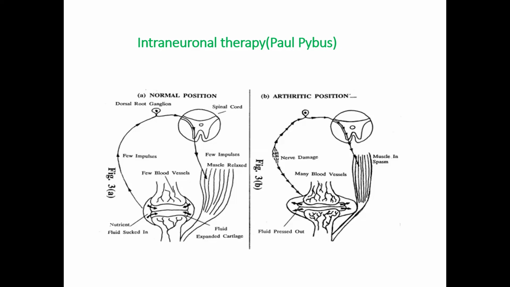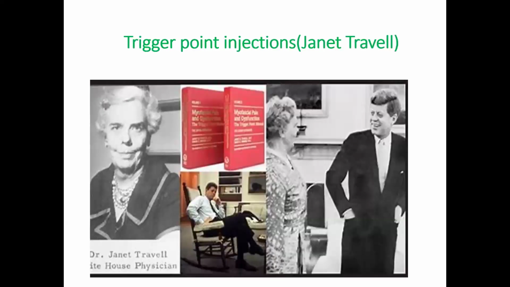So in a diseased joint, you have a muscle spasm that's squeezing the joint and actually getting all the nutrients out of the joint. So when you inject your medication, and usually this is a local anesthetic and steroids, you get a muscle release.